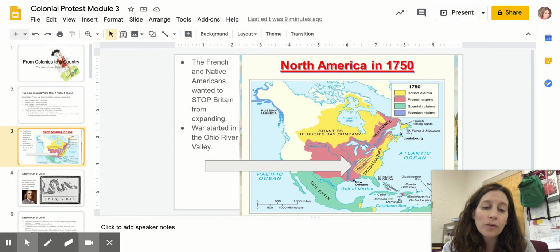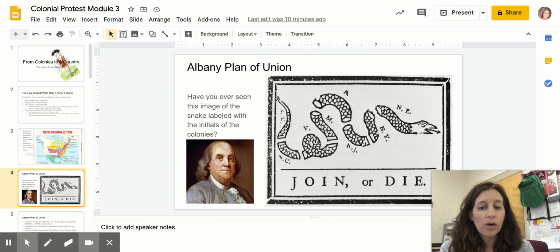The Ohio River Valley is disputed. Once again, the French want it, the Native Americans are living on it, and the American colonists want to settle there. They want to push out and use that territory. When this dispute starts with a couple little skirmishes between Native Americans, British, and French, a meeting is called.